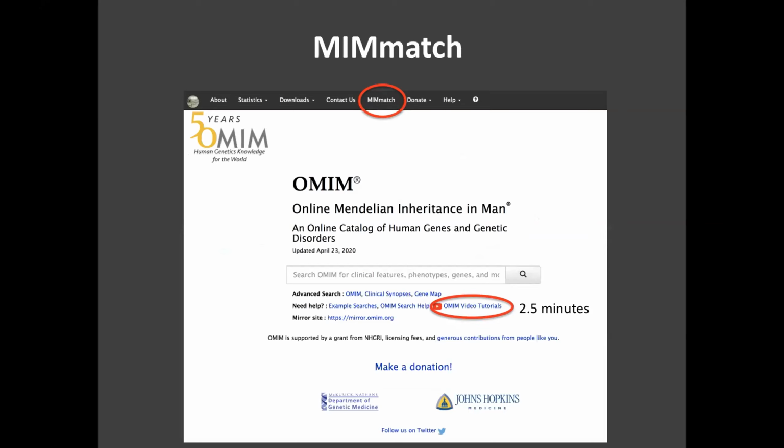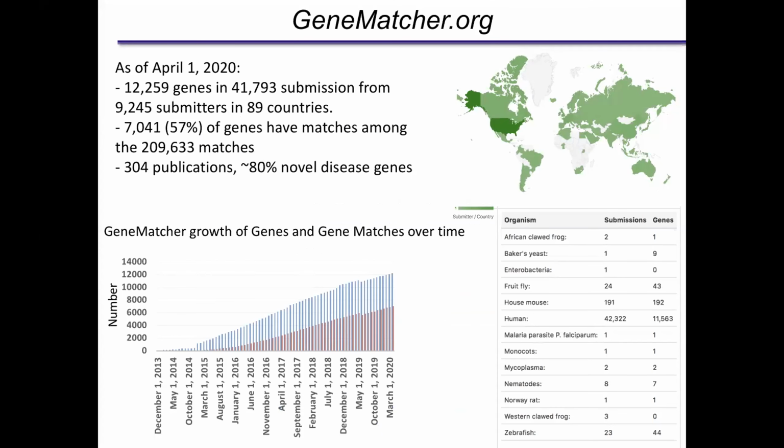We also have something called MimMatch. There's a 2.5-minute tutorial to tell you what that's about, which I'm not going to spend your time on right now, but the point is if there's a particular gene or particular phenotype that you're following and you want to know if there's something new, or if you do unusual searches within OMIM, you can do it and keep them in MimMatch. If we can't find anything in OMIM that helps us, then we go to GeneMatcher at genematcher.org, and it's a very simple resource to use.